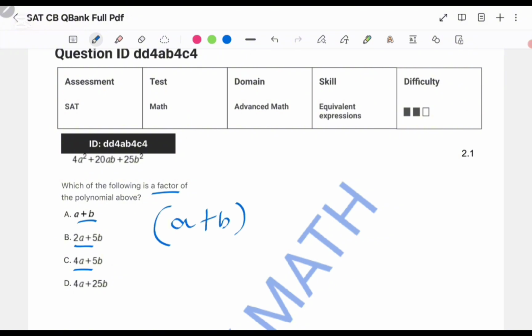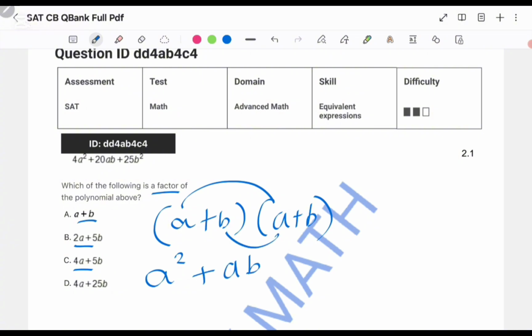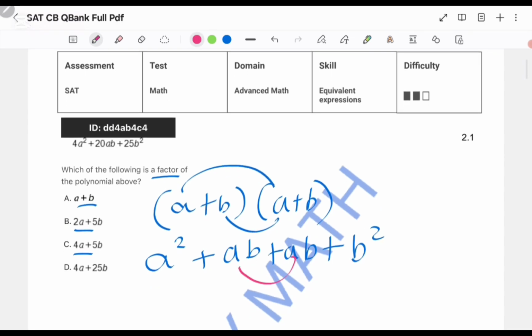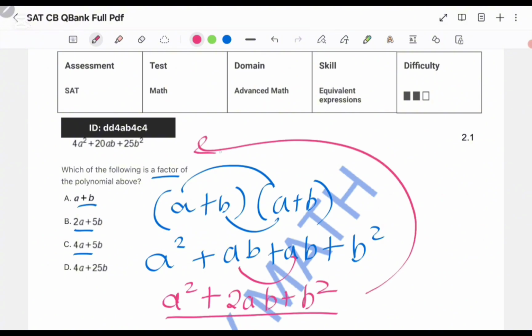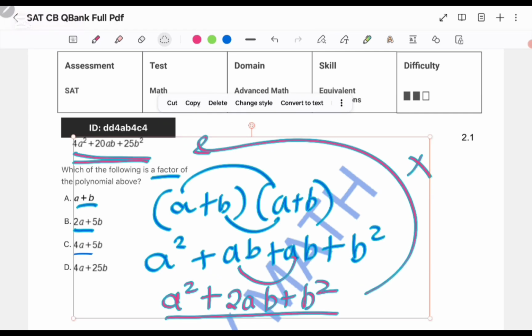If you have a plus b multiplied by a plus b, or basically a plus b squared, we're going to multiply the a by the a, we have an a squared, a by the b, we have an ab, and then again a by the b, so we have ab plus b squared. If you join the like terms, we end up with a squared plus 2ab plus b squared, and this does not match our given expression. Therefore choice A is not the right choice.